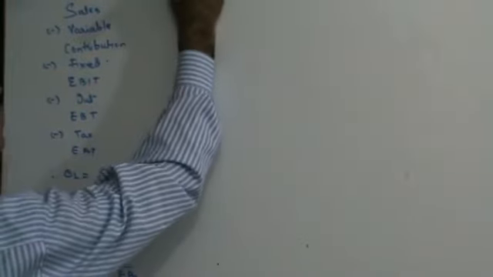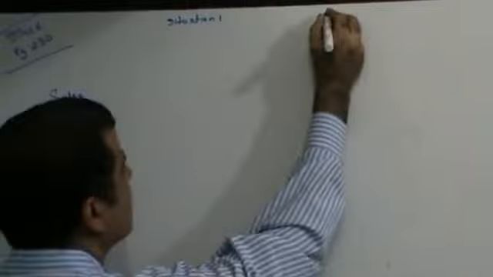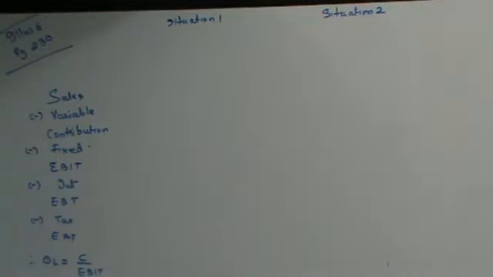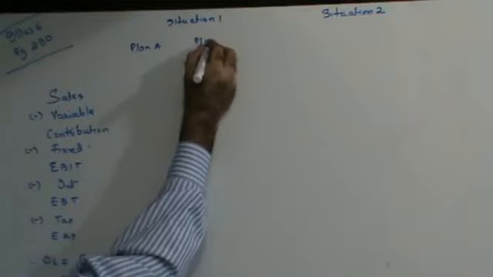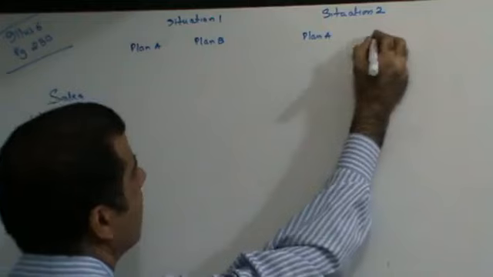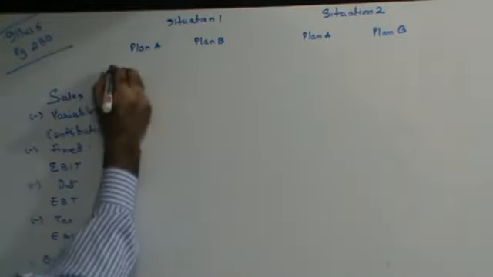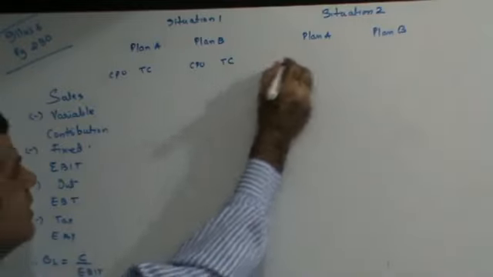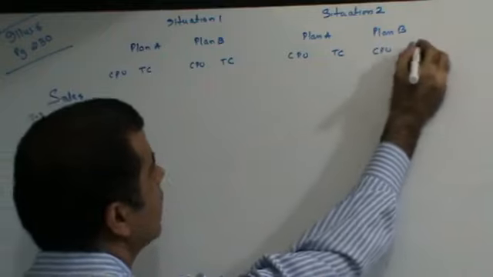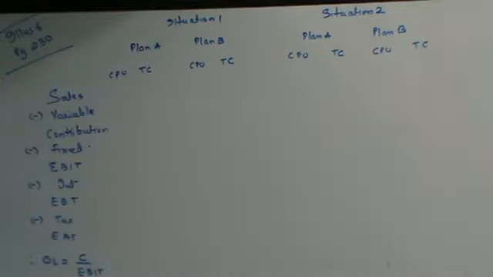Now let's read the sum, guys. They've given you that calculate the operating leverage and financial leverage under situation 1 and situation 2, for financial plan A and B. So you have plan A, plan B, plan A, plan B, and CPU, TC, for each. CPU stands for cost per unit, TC stands for total cost.